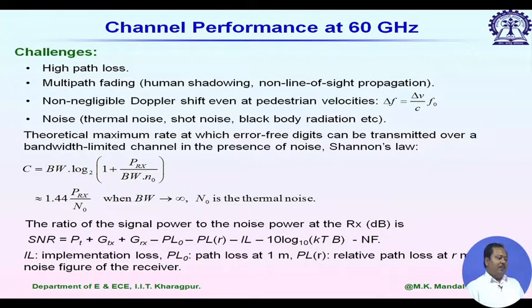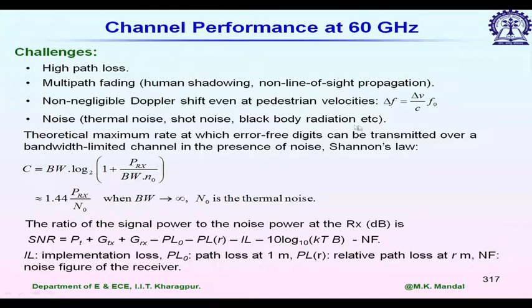Then multi-path fading effect, we have human shadowing effect. Human shadowing effect can be as high as 20 dB. So, let us say there is a link and a human is present between the transmit and receive antennas, then the received power can degrade by even as high as 20 dB. So, that we have to keep in mind.